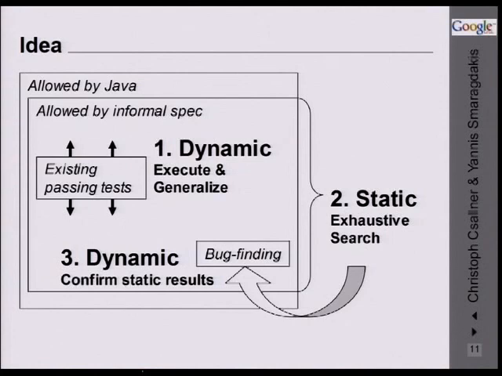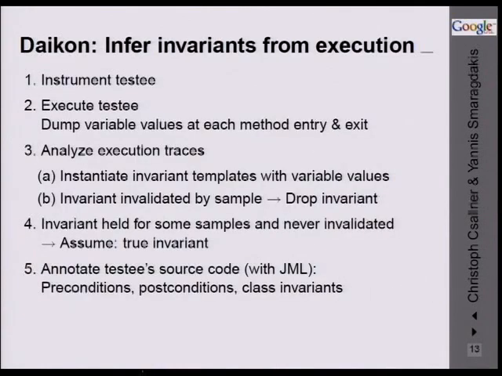Okay, so the first dynamic step, we are using Daikon. How Daikon works is like that. It instruments your code. Basically, at every method entry and every method exit, it will add some code that writes the values of variables to disk.